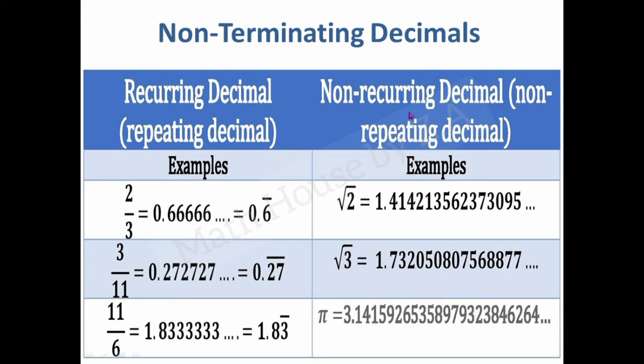Here we have non-recurring decimals, or non-repeating decimals. Non-repeating decimals are decimals which have an infinite number of digits after the decimal point, but no single number or specific pattern is repeated. They give us random numbers again and again. So here the square root of 2 is an irrational number, a non-recurring decimal. The square root of 3 and pi are also irrational numbers. In non-repeating or non-recurring decimals we have irrational numbers.